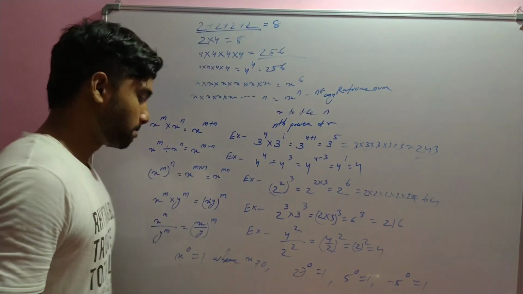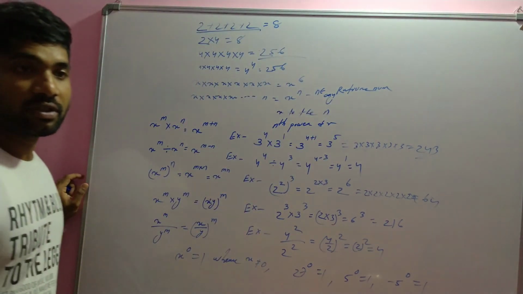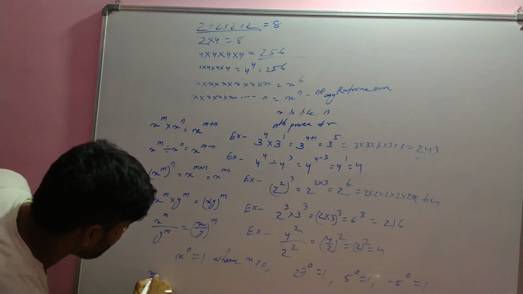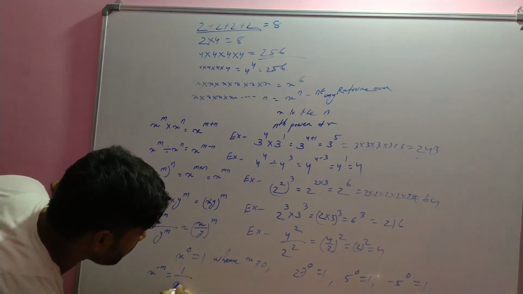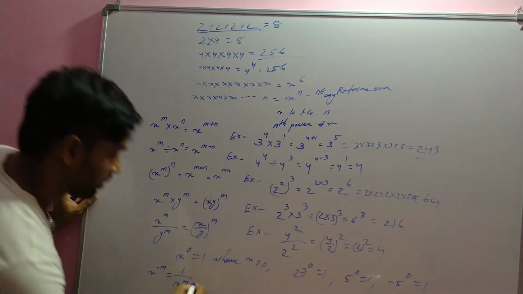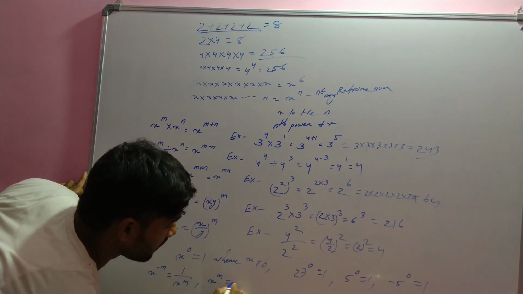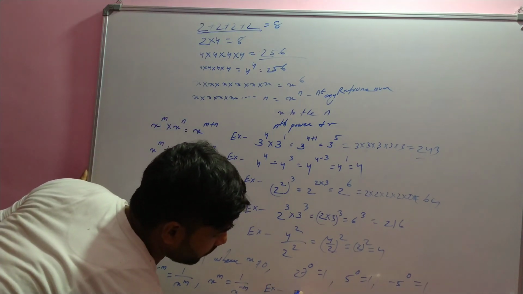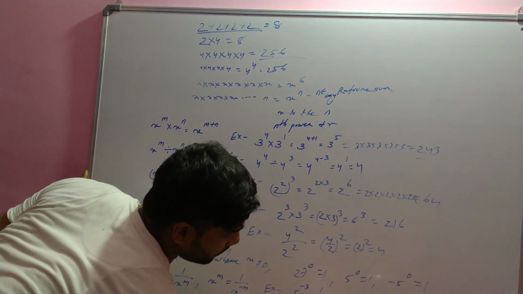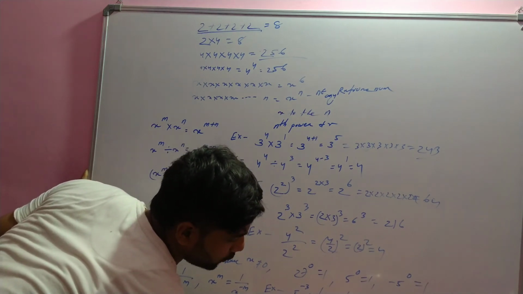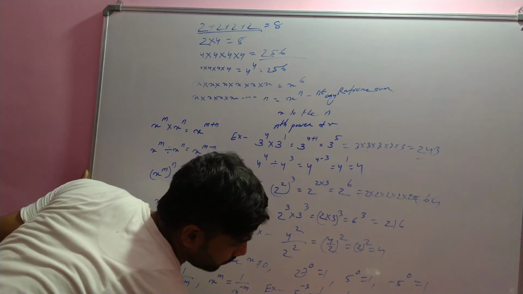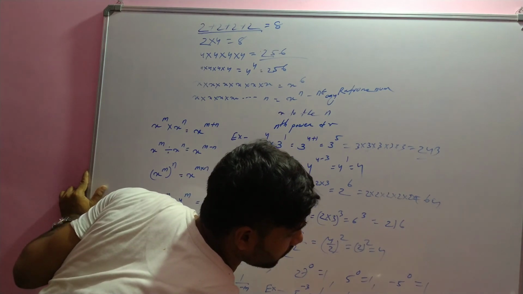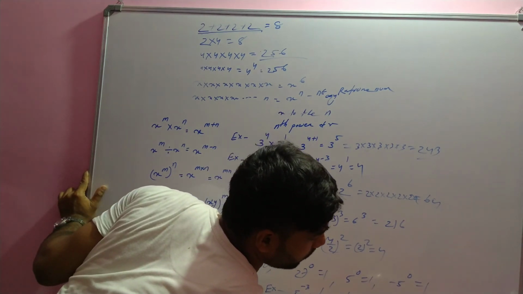Okay. And another, if the power is in negative form, how can you express it as a positive form? x to the power minus m equals 1 by x to the power m. Okay. Or x to the power m may be written as 1 by x to the power minus m. Example, 5 to the power minus 3 may be written as 1 by 5 to the power 3, that means 1 by 125. If 5 to the power 3 is given, it may be written as 1 by 5 to the power minus 3. It means 125.